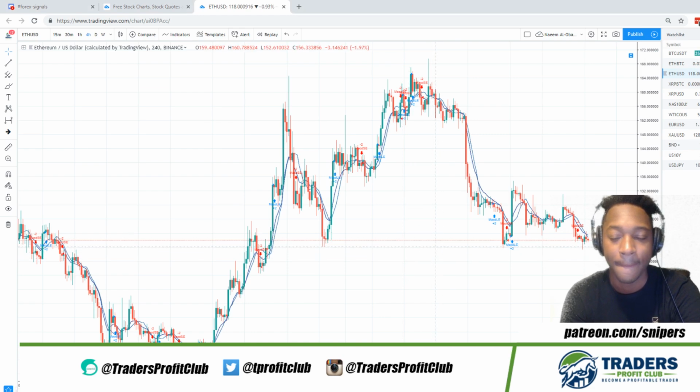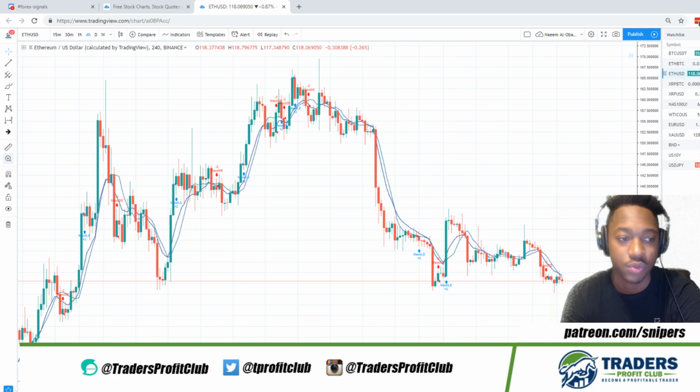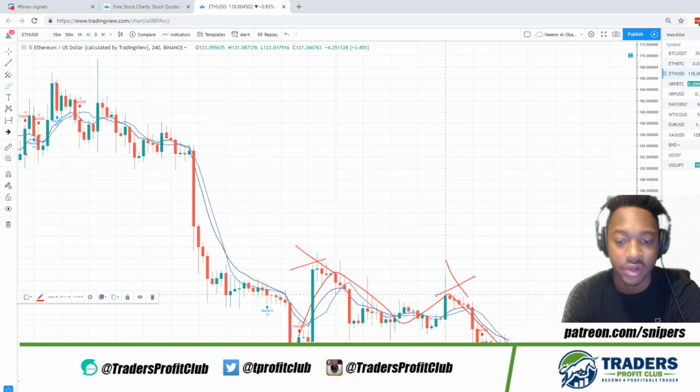I'm going to put this in the Discord just because we also see another formation that we'd like to see, which is an M formation. So price moved up right here, consolidated, then it moved down, and then we see that second leg of the moving average crossover, right here.